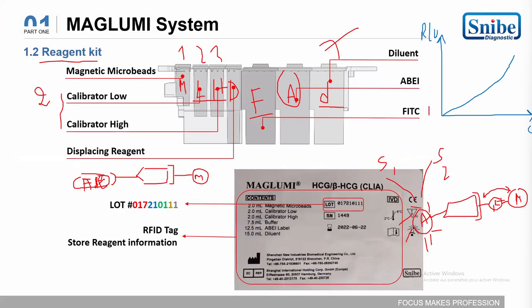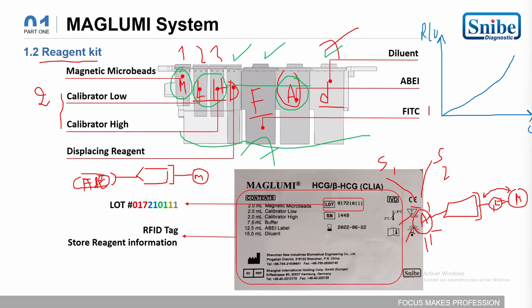So normally, the calibrator low and calibrator high, the magnetic microbead, and the ABI are always available in all reagent kits. But for the displacing reagent, the FITC and the diluent, it depends on the parameters. Some parameters have 7 components, some have 6, some have 5, some have 4. So some components are always present in the reagent kit, and some depend on the kit.